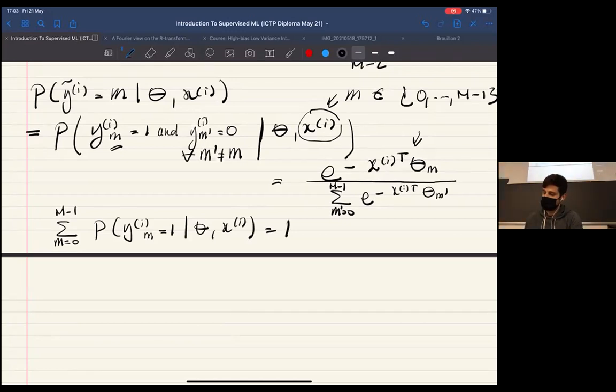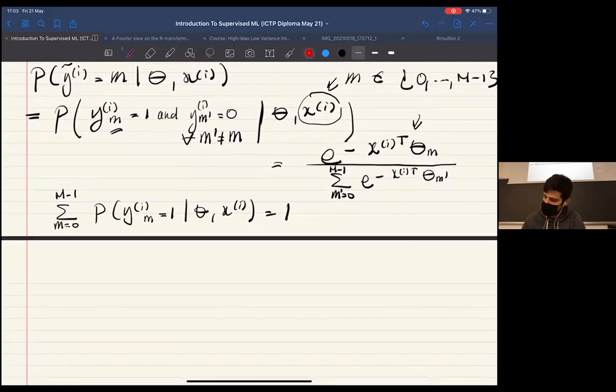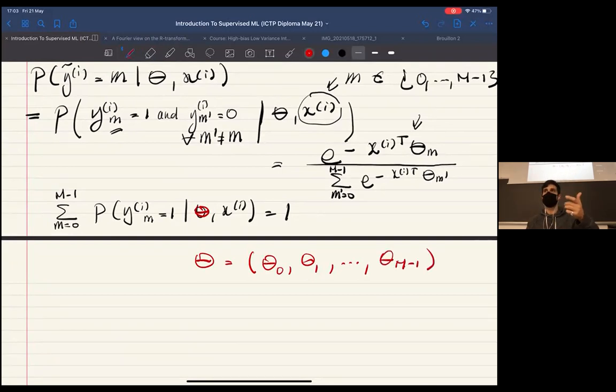Here you see that these probabilities are a function of this theta, which is not just one classifier. It's not anymore a vector, this theta. It is a matrix. This theta is theta 1, theta 2, or actually, theta 0, theta 1, up to theta M minus 1. You have one classifier per class.